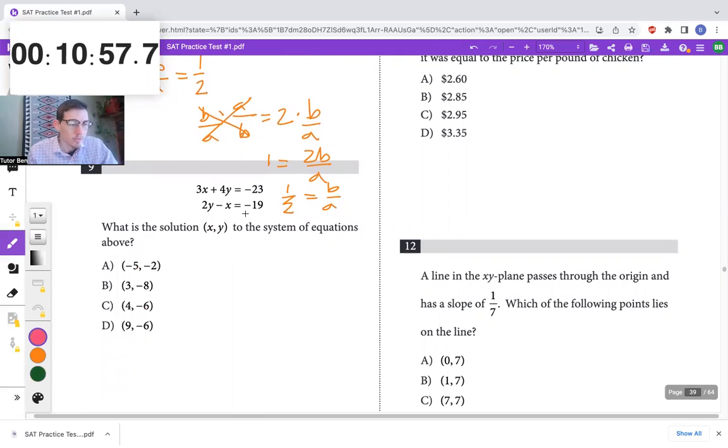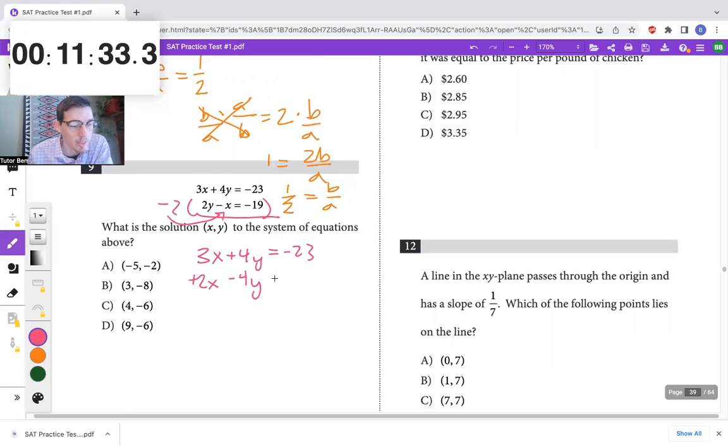So here they're asking us for a solution to the system of equations. I can either use substitution, like solve for this x, or I can do elimination. I'm probably going to do elimination here. So 3x plus 4y equals -23. I'm going to reorient this, and I'm going to multiply it by a -2. So the x is going to come out as positive 2x. The y is going to be -4 because I want those to cancel. And this is going to become a positive 38.